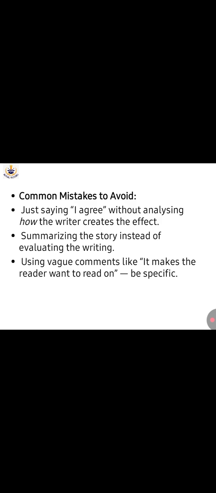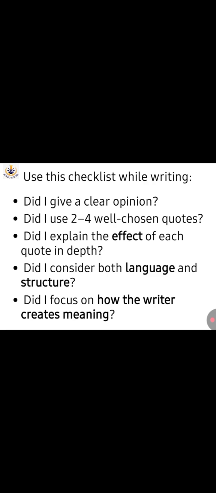Here are some common mistakes to avoid. Just saying I agree without analyzing how the writer creates the effect. Summarizing the story instead of evaluating the writing. Using vague comments like "it makes the reader want to read on." You have to be specific.